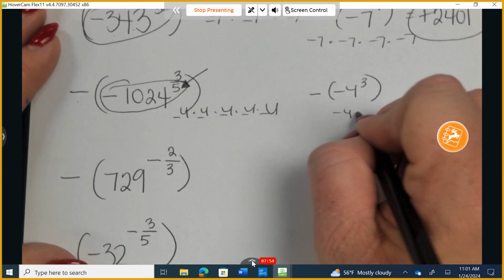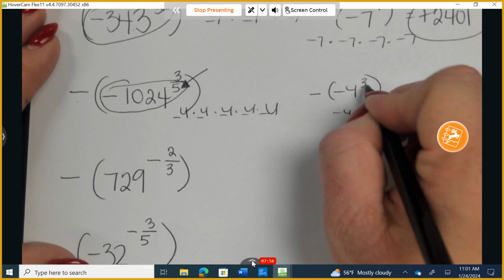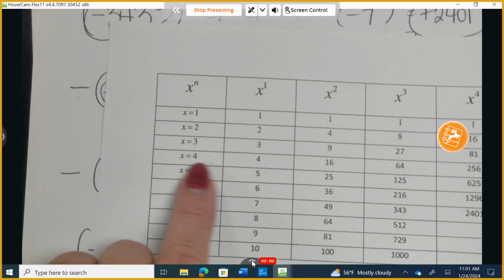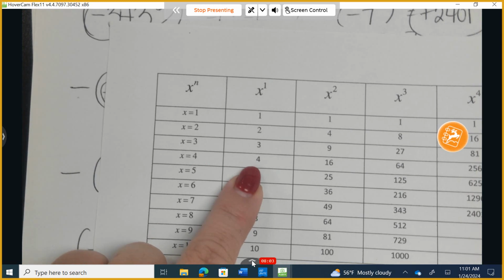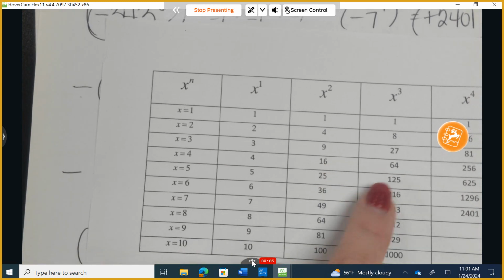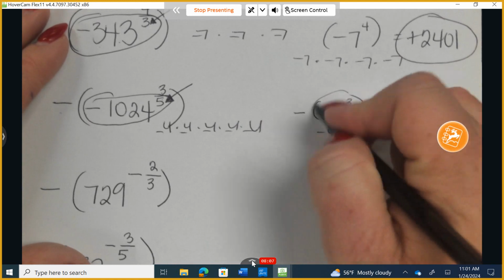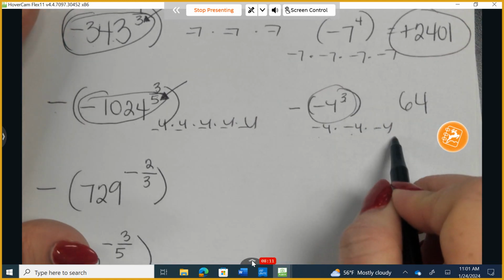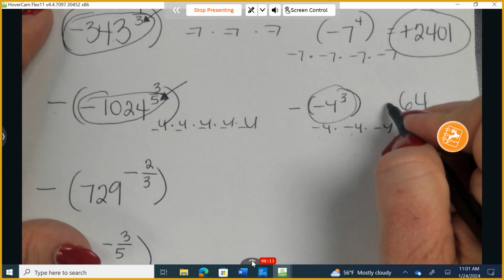Now I'm going to take negative 4 times negative 4 times negative 4, 3 times. Well, let's just figure out what's 4 times 4 times 4. Here's 4 to the first, 4 to the second, 4 to the third. So this part right here is 64, but there's 3 negatives. 3 is an odd number, which makes this negative.